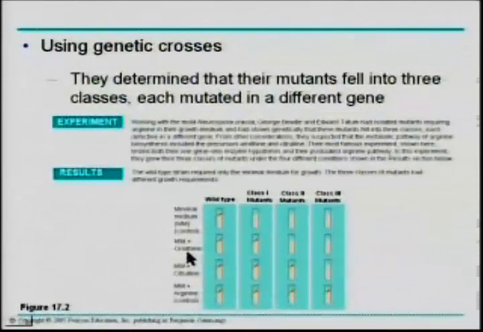With the minimal media plus ornithine, the wild type and the class 1 mutant grew, but not the class 2 and class 3. When citrulline was added, the growth occurred all the way through the class 2 mutants, and then the class 3 mutant was unable to synthesize the arginine even with precursors, and we see that it only grew when arginine itself was provided.